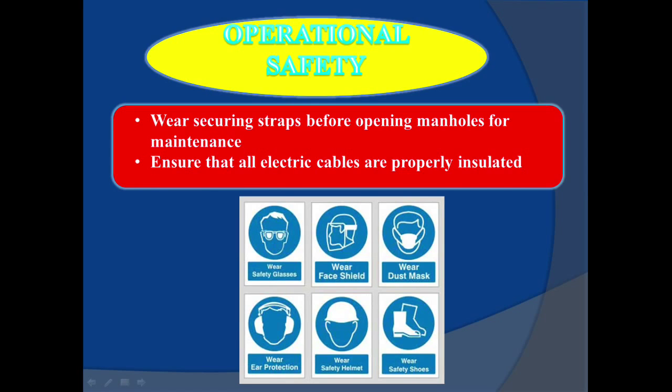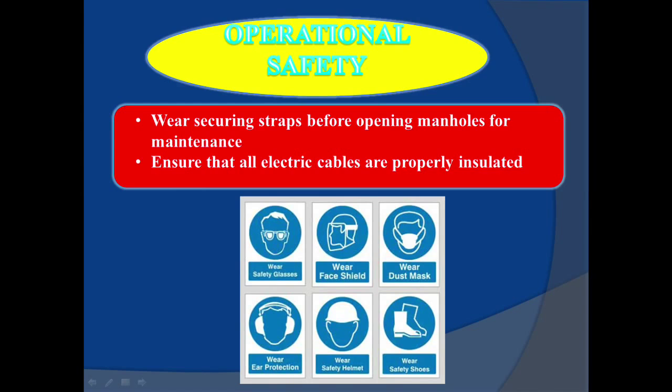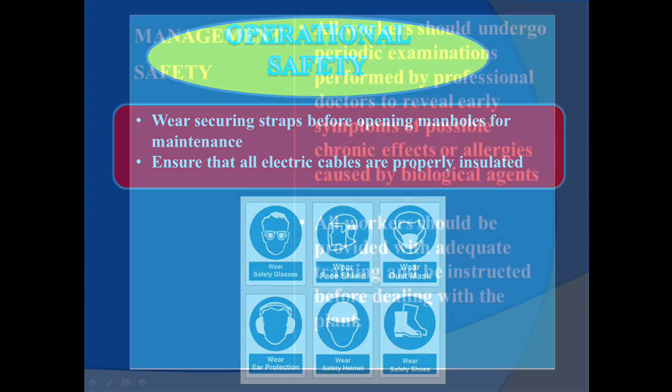For operational safety, workers are encouraged to wear securing straps before opening manholes for maintenance. Ensure that all electric cables are properly insulated, and also ensure that employees wear personal protective equipment such as safety glasses, face shield, dust mask, ear protection, safety helmet, and safety shoes.